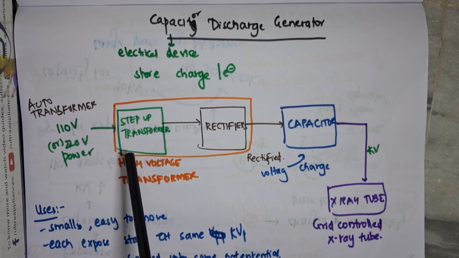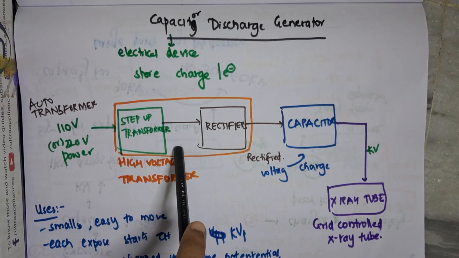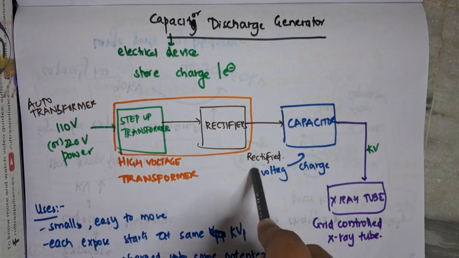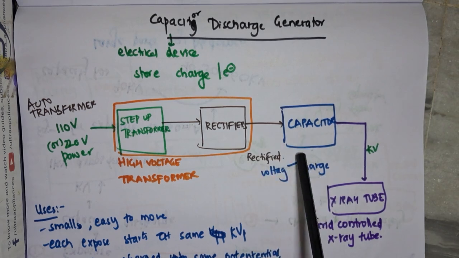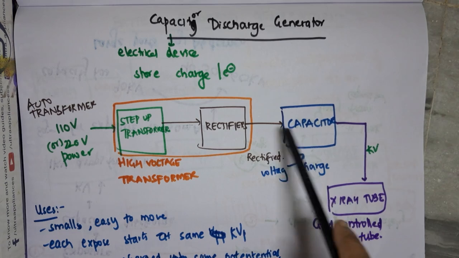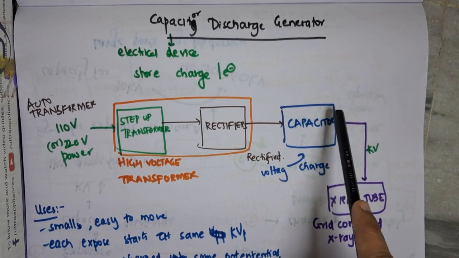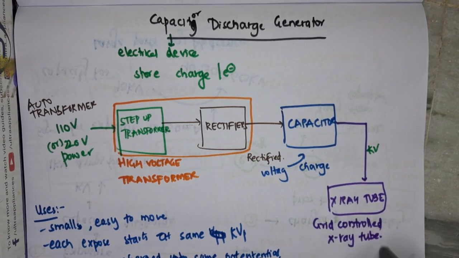From the step up transformer, the current flows to the rectifiers, right? The high voltage output is given to the rectifiers, and the rectifiers rectify the voltage and the current. Now this rectified voltage is given to the capacitor, and it is used to charge the capacitors. Now when the capacitor is charged, it is discharged to the X-ray tube. This type of unit uses a grid controlled X-ray tube to either start or stop the X-ray exposure.